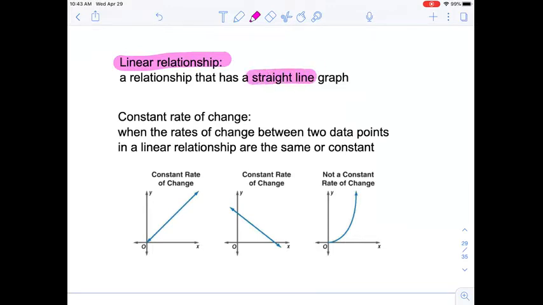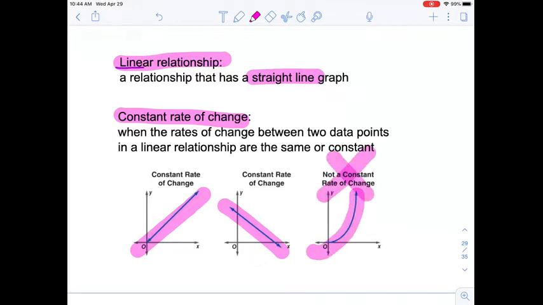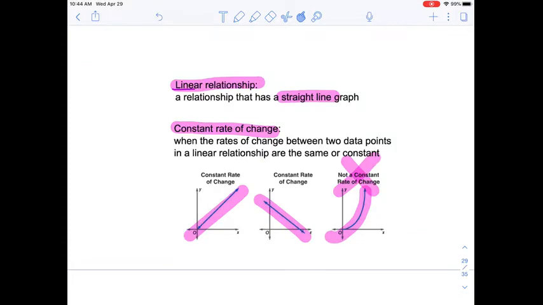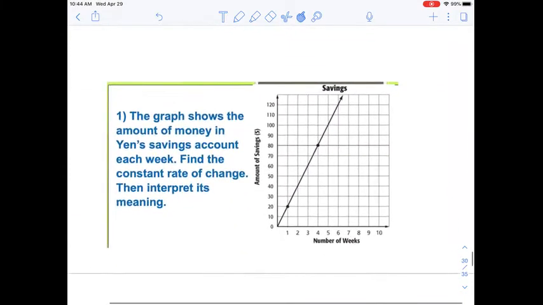Okay, a couple vocab words. Linear relationship is a relationship that has a straight line graph. So the word line is right in that. Linear relationship is a line. Constant rate of change is when the rate of change between two data points in a linear relationship are the same or constant. So when there's a constant rate of change, we're given a straight line, or there is a straight line. When there's a curved line, it is not a constant rate of change.